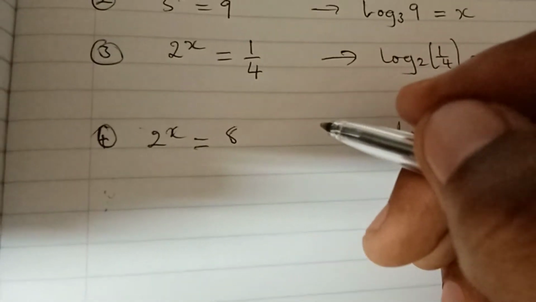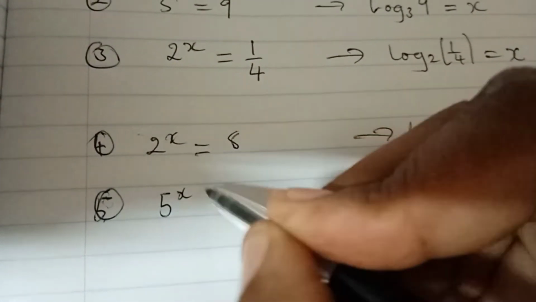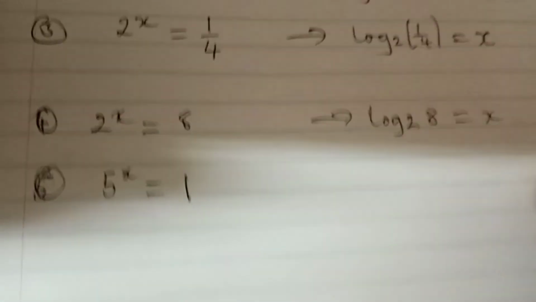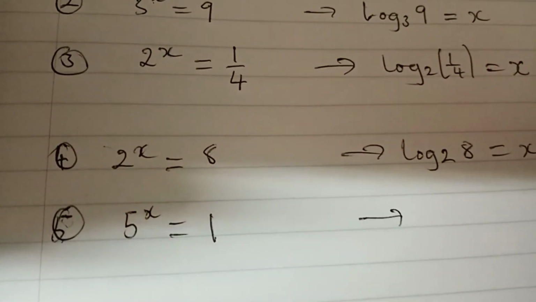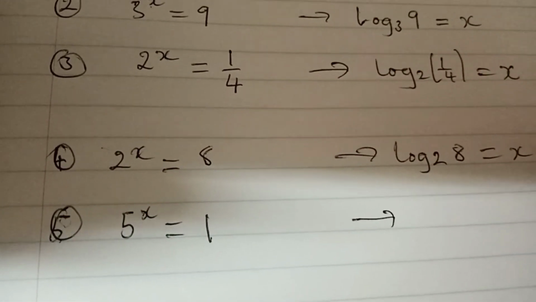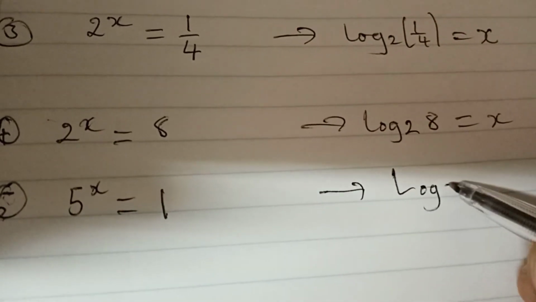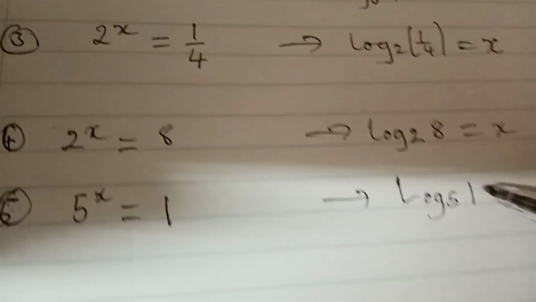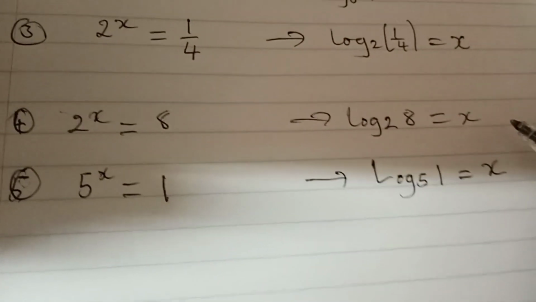Now let's have the last example, final question number 5. So we're going to have 5 to the power x is equal to 1. Now in logarithmic form you can just pause the video and try it out before we continue. So in logarithmic form we're going to have log, our base, our constant, equal to our x, which is the exponent.